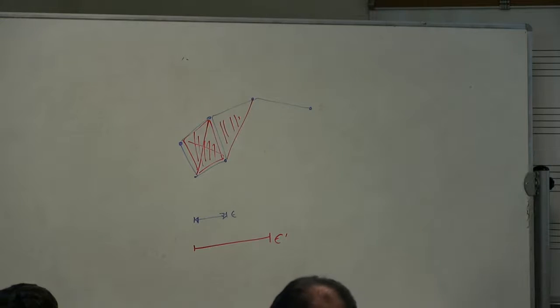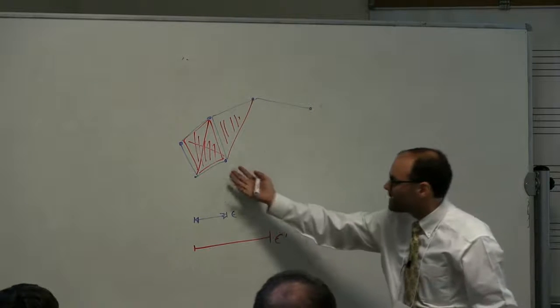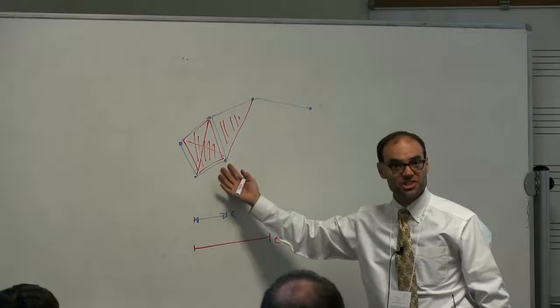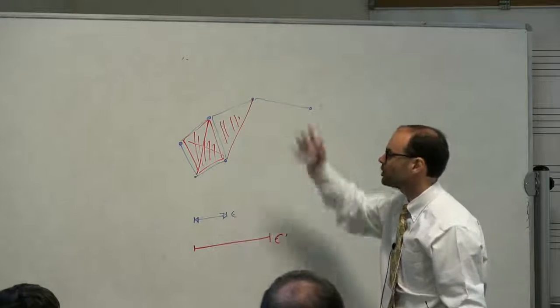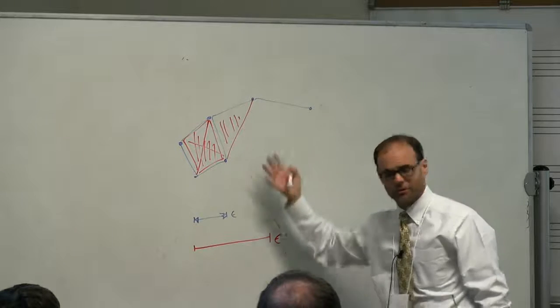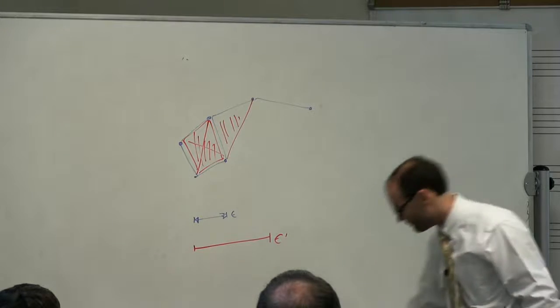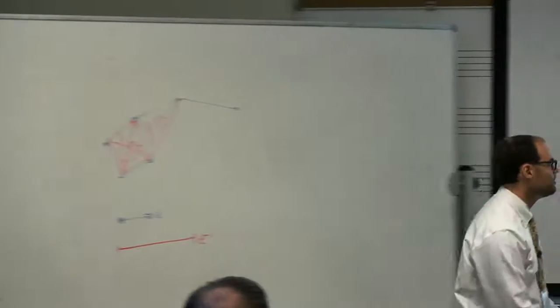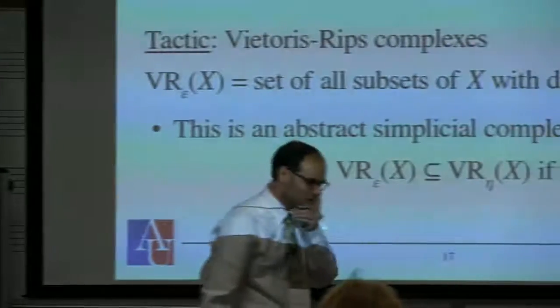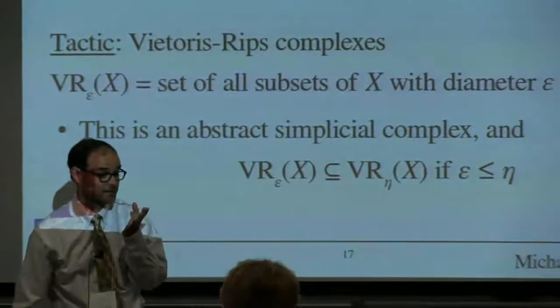So you can end up with a variety of spaces, and as you make the epsilon bigger, your spaces get bigger. The spaces include more and more simplices. Same number of vertices, but the simplices get more and more prevalent. So this gives you an inclusion of one Vietoris-Rips complex into the next.